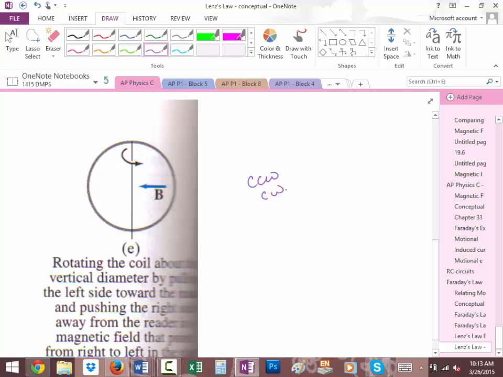So what's it going to do? It's going to go clockwise for the first 90 degrees, then what? That's the second one. For the second 90 degrees? Then what? Why would it go clockwise for the second 90? Because the B field's still pointing this way. The induced one.